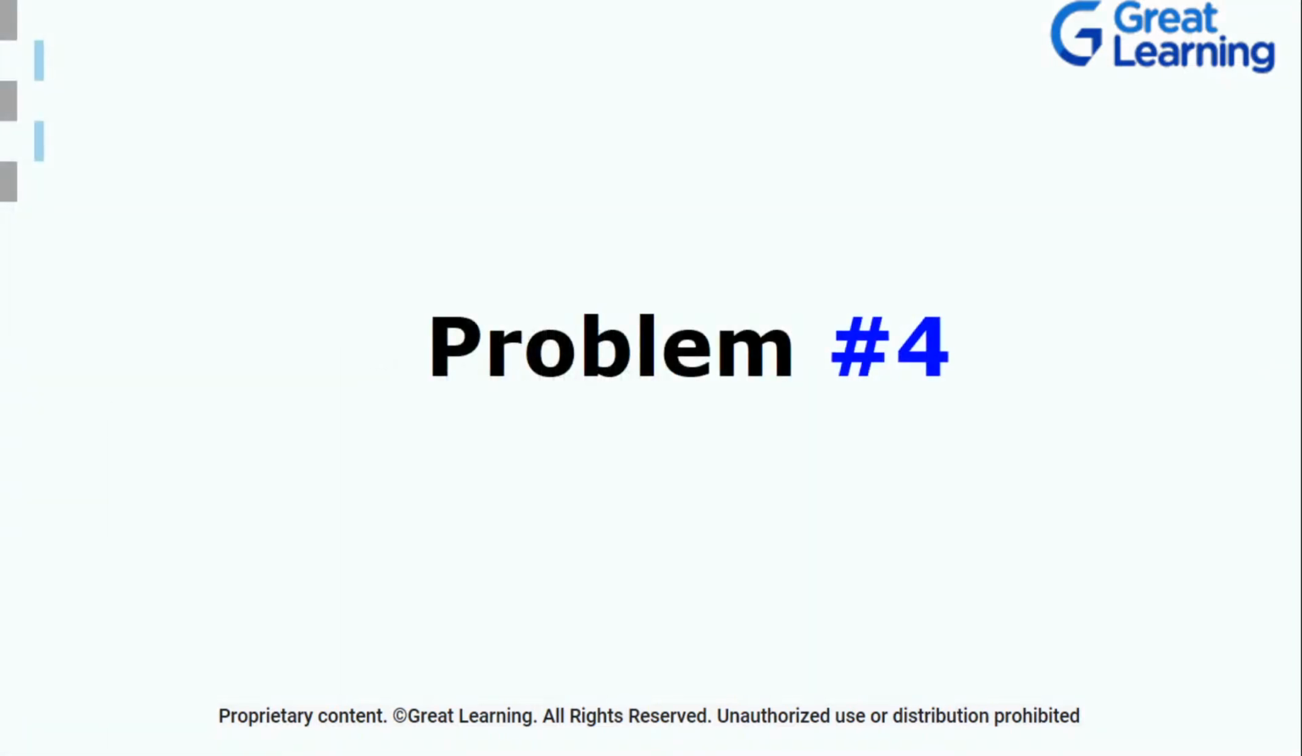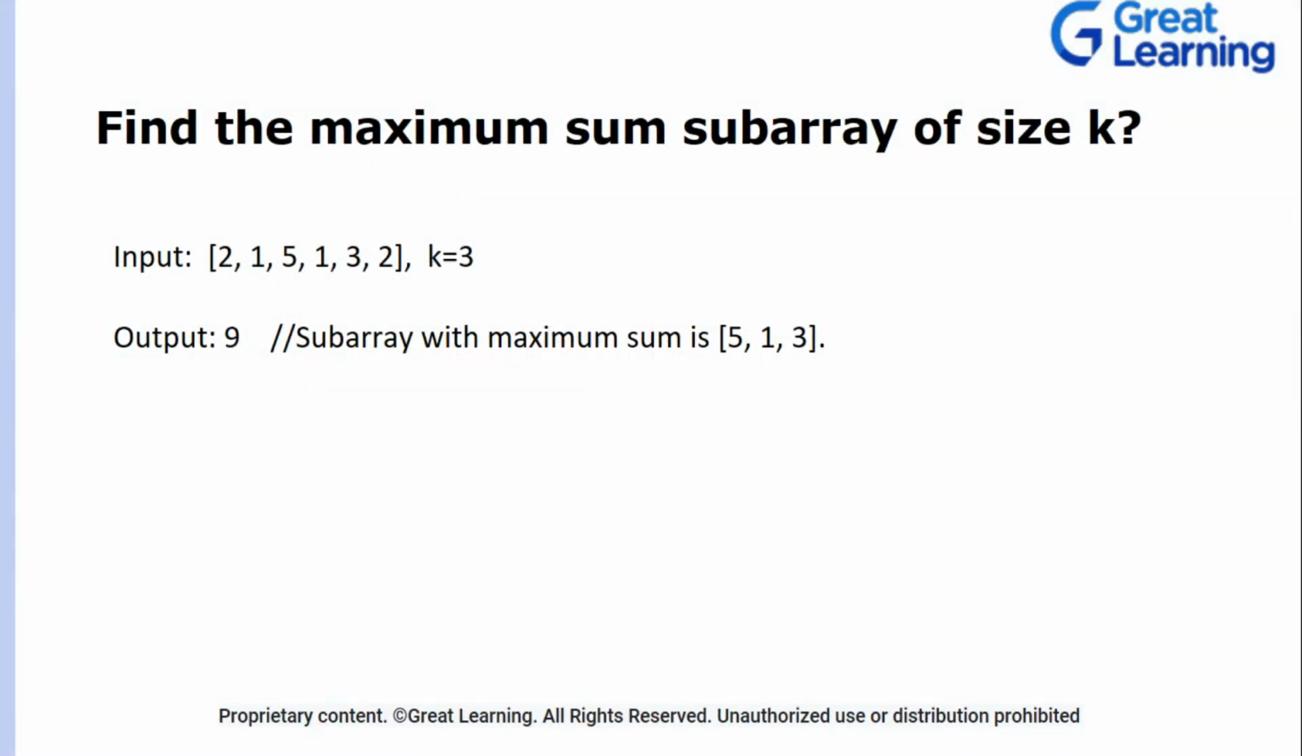Cool. So now let's go ahead with the next problem. The next problem is find the maximum subarray with size k. This is a very important algorithm that we are going to talk about right now. So you need to find the maximum subarray. So what is a subarray? So 2, 5 and 3.